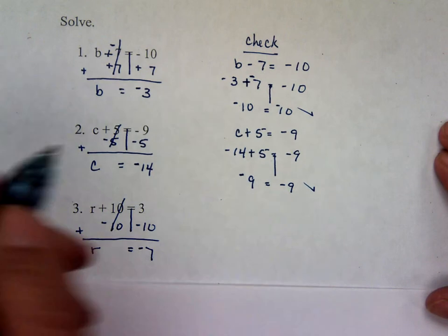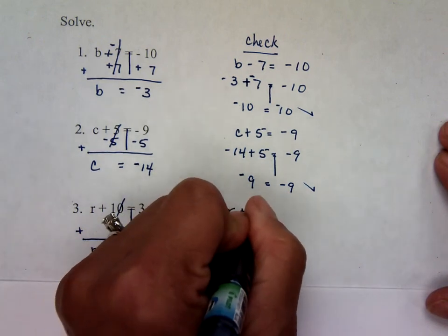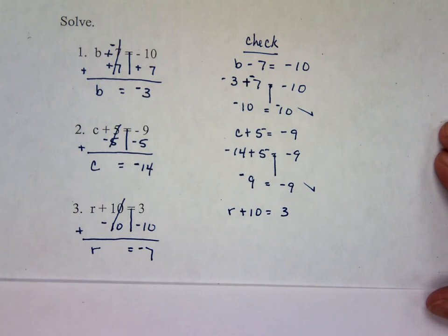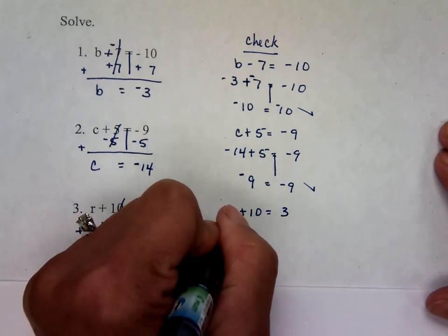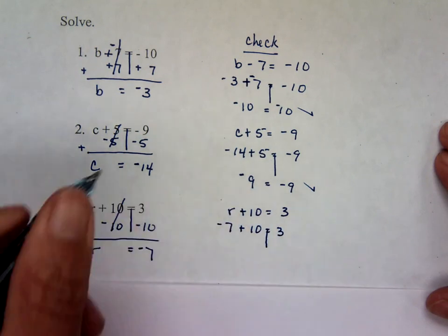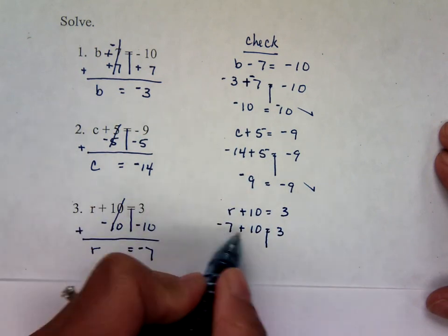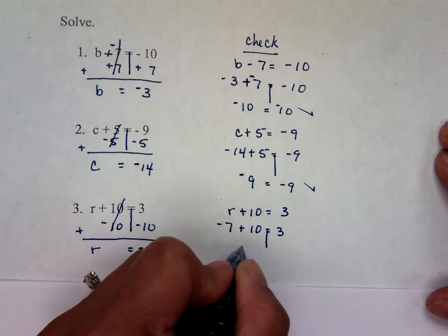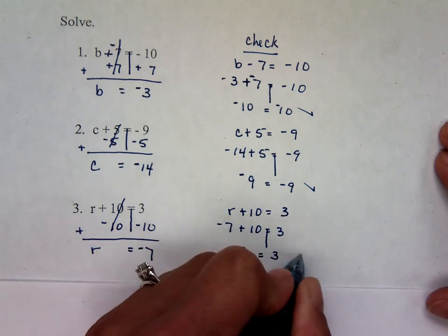You're going to rewrite the original problem. R plus 10 is equal to 3. Replace your R with negative 7. So negative 7 plus 10 is equal to 3. Make your line. You have a negative and a positive. That means you have to subtract. So 10 minus 7 is 3 is equal to 3, and that checks out.